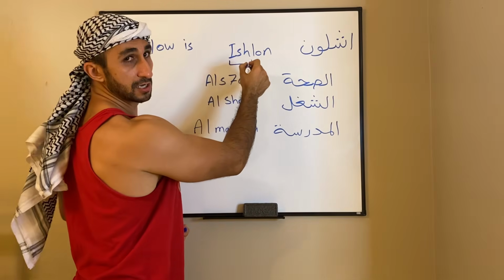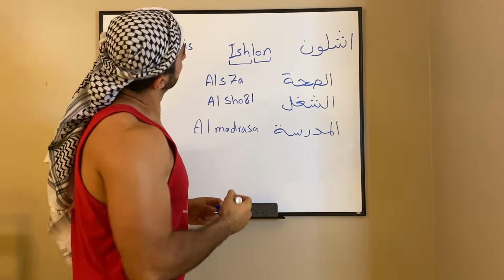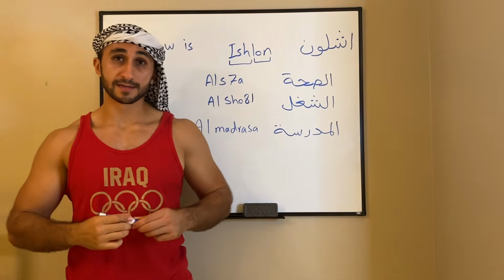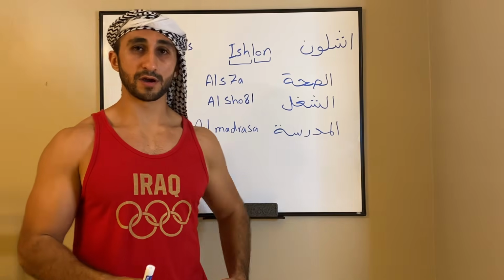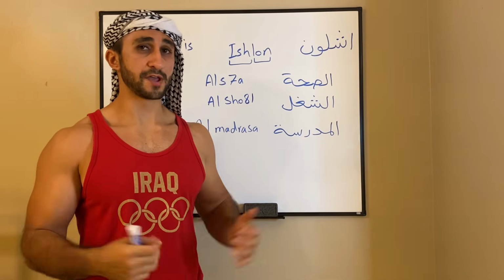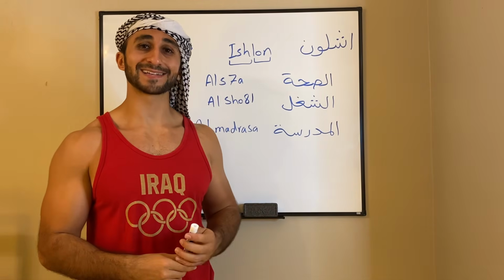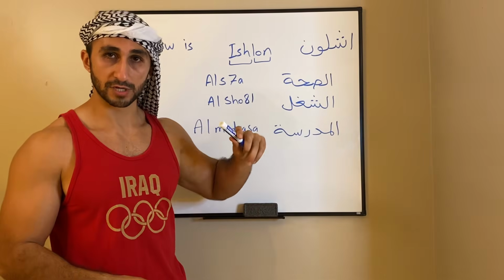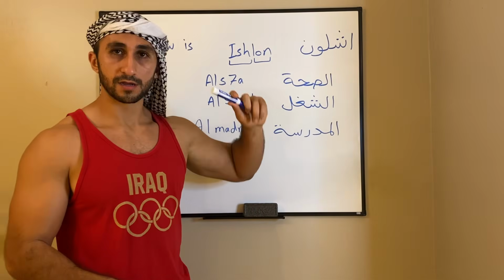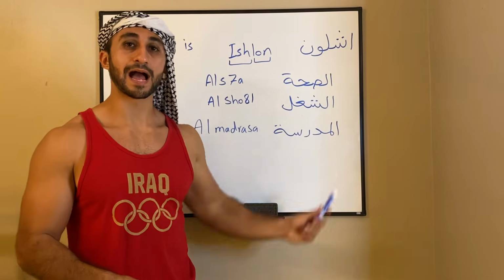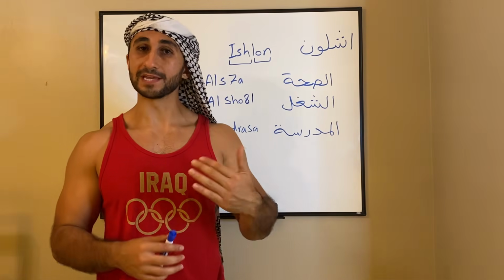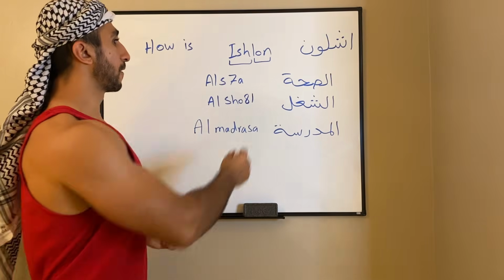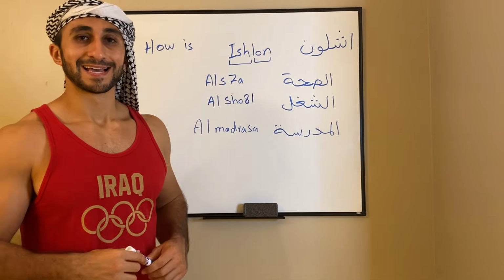Again, ishlon, and we use that a lot. Okay, we use that with a lot of things. So I'm gonna teach you 3 words, 3 examples of what you could use this with. If you want to ask someone about their health, which I'll teach you in a little bit, about their work, about their school, some of the common things that you talk about when you see people or when you meet new people. Okay, so the first thing is health.